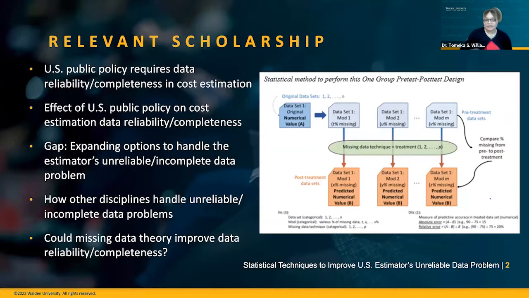And so the relevant scholarship, like I said, I worked on my dissertation for roughly 5 years at Walden. So Walden got their fair share out of me. But it was very good because I think it was a timely topic. When I started the research, data and the missing data problem and data science hadn't really taken off just yet. But I started with public policy to look at what the expectations were for cost estimates and cost engineers in their products.